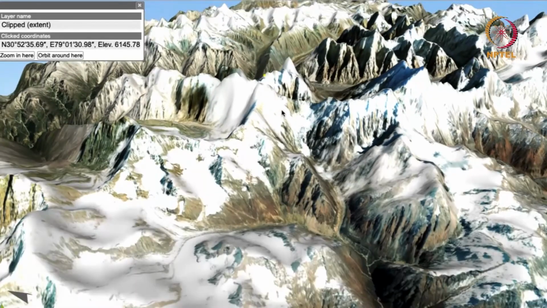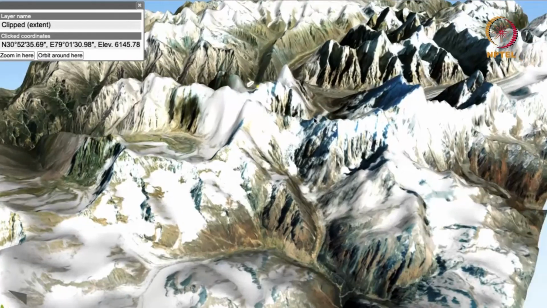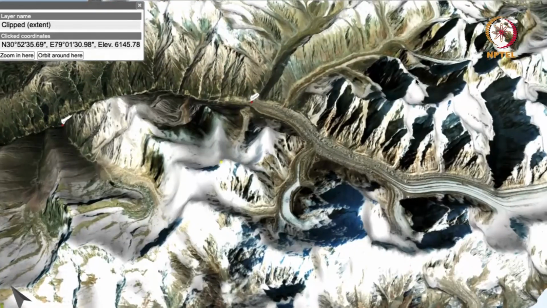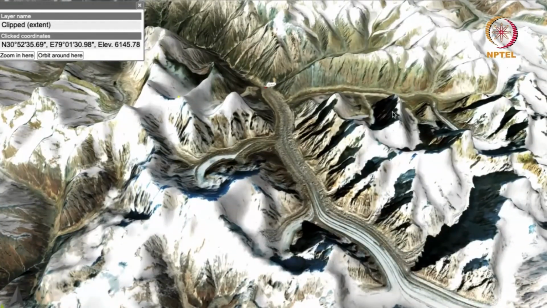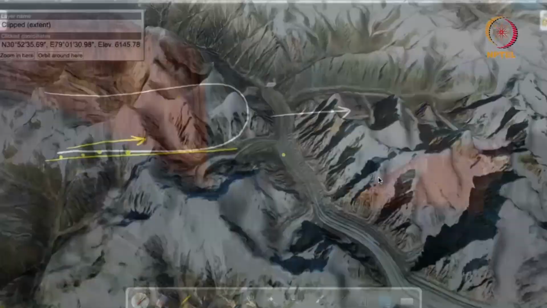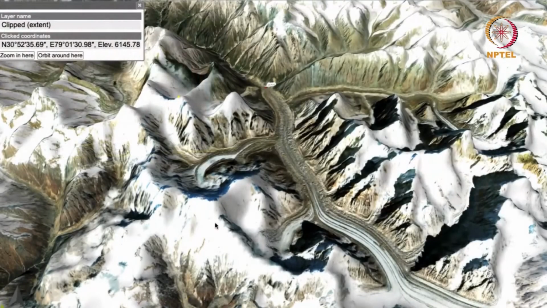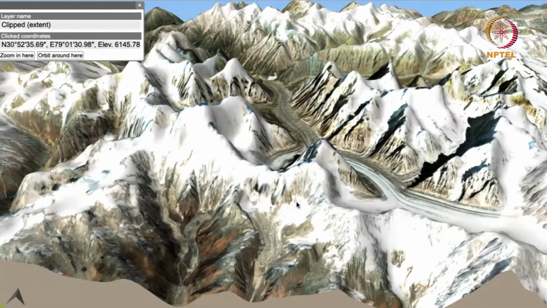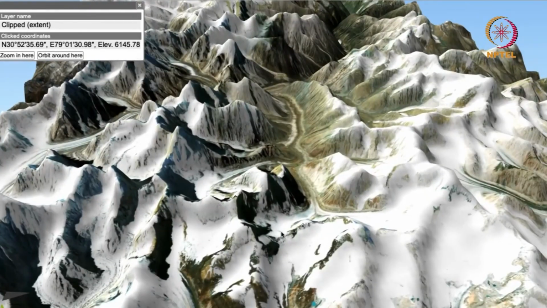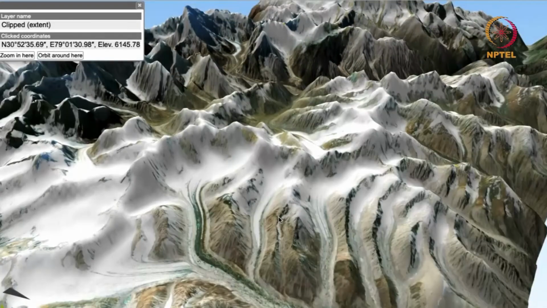Here again you can observe this saw-toothed ridge, which is going up and down. Similarly, you can find a horn here. So here you have the glacier cutting from here, from here, from here, and you get a horn. So the horns are also very important erosional landforms that are created by glaciers. Another is hanging valleys. So in this case, you find certain valleys. So let us look at a hanging valley.